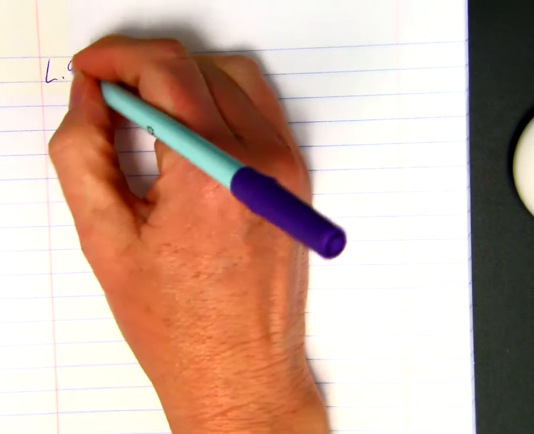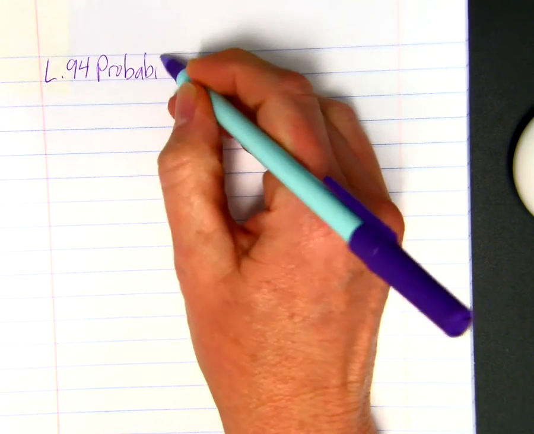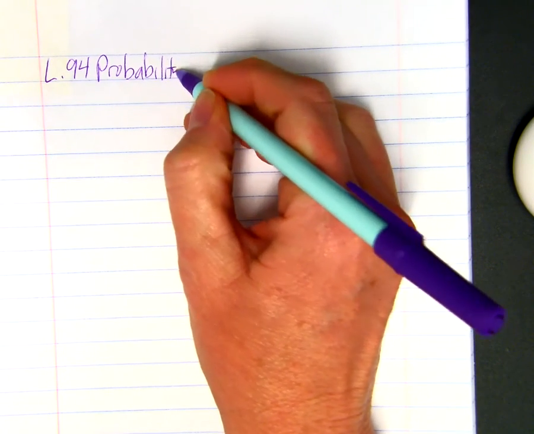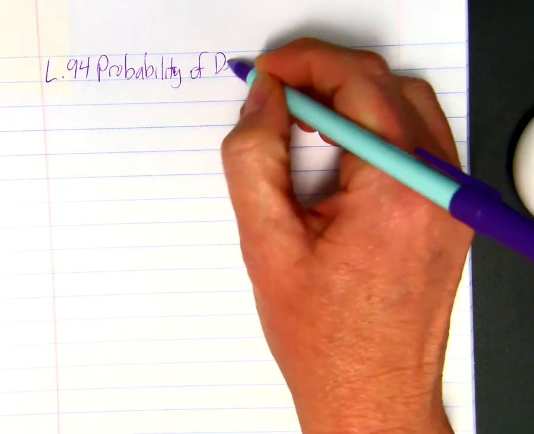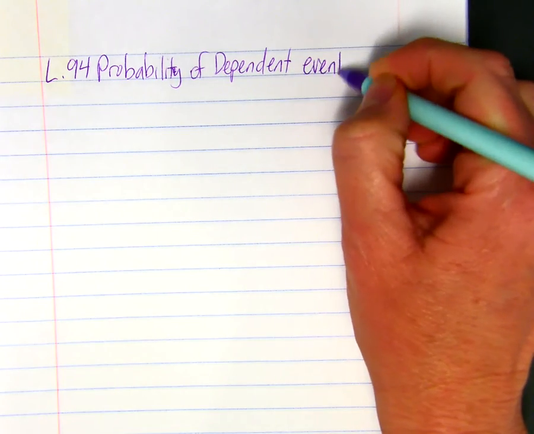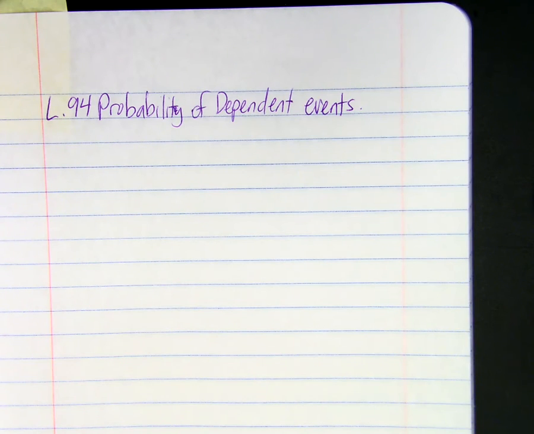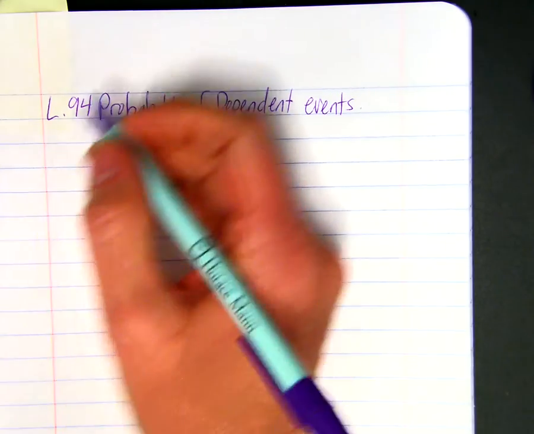Lesson 94, probability of dependent events. So dependent events are when the probability of one is changed by the probability of the other.